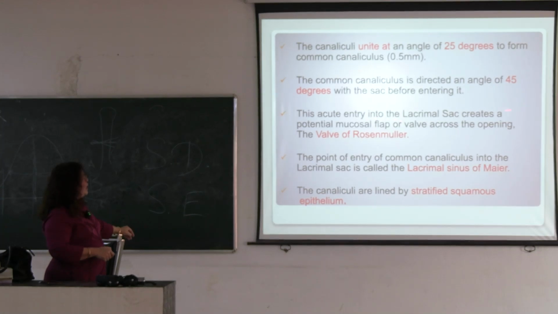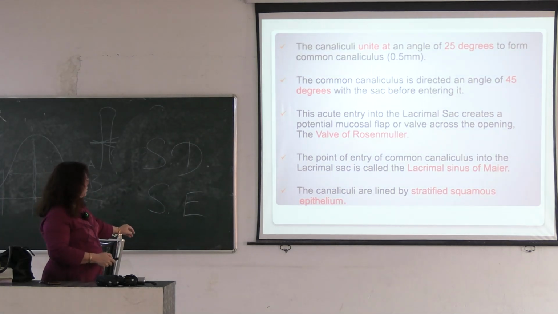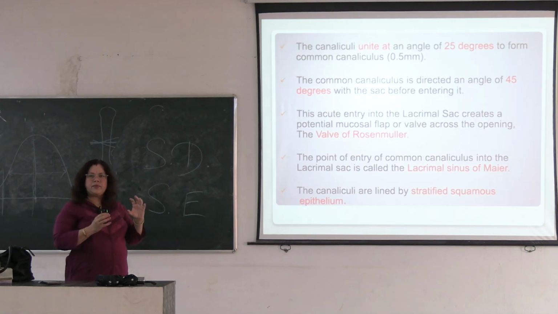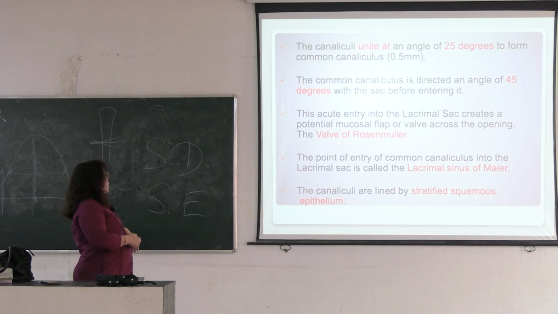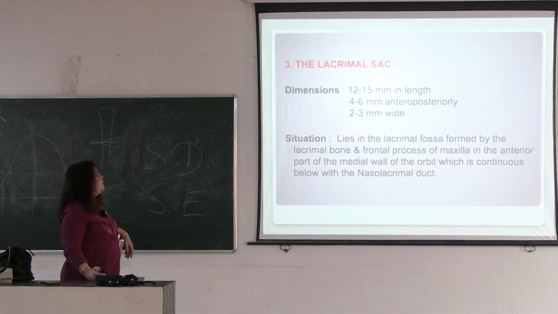The acute entry into the lacrimal sac creates potential mucosal folds, and there is a valve present that is called the valve of Rosenmuller, which prevents the reflux of tears from the lacrimal sac to the conjunctival sac. When this valve is not present, then when we squeeze the eye, the tears from the lacrimal sac come again into the conjunctival sac. So, this is all.